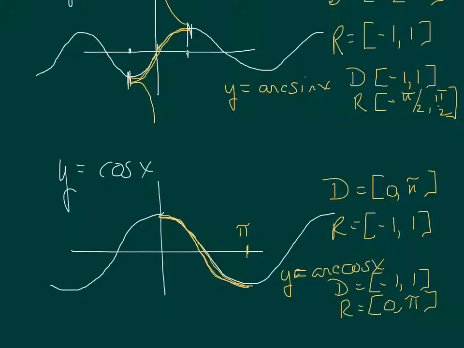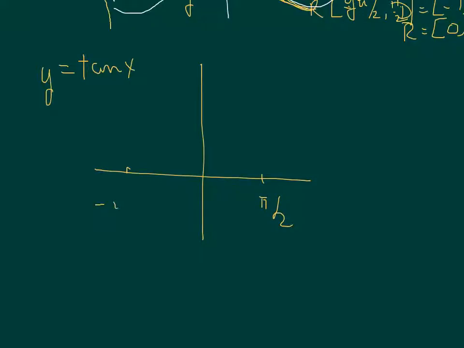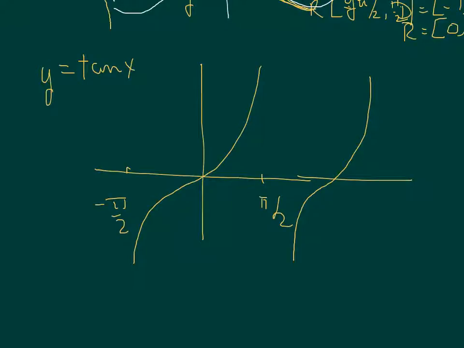So let's look at tangent and cotangent. Okay, here. And then it would repeat the process. So on and so on. So where do our restrictions need to be for the tangent to get an inverse function? Negative pi over 2 to pi over 2. Now notice here we cannot include negative pi over 2 and pi over 2. Why not? Those are vertical asymptotes.